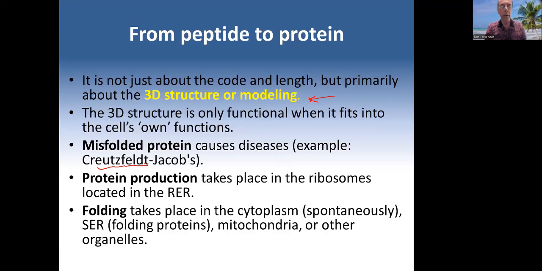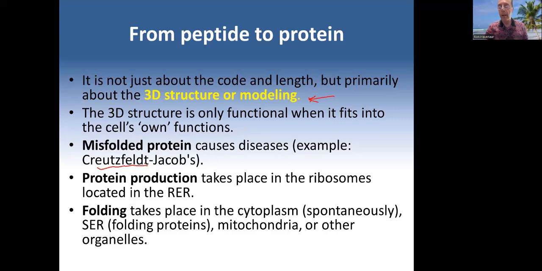Creutzfeldt-Jakob or mad cow disease, because many brain diseases inside the cows, how did it enter the food chain? Because in the slaughterhouses, they take out the brains and put it inside the hamburgers or whatever. Yeah, but that is creating misfolded proteins because cow proteins are not the same as human proteins. So proteins, when misfolded, can cause harm to the body.